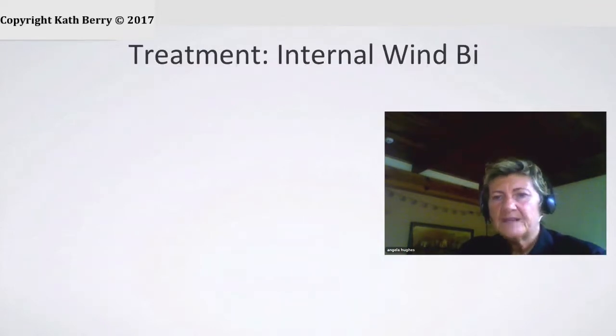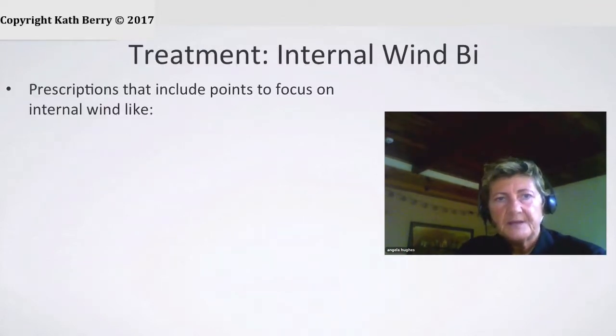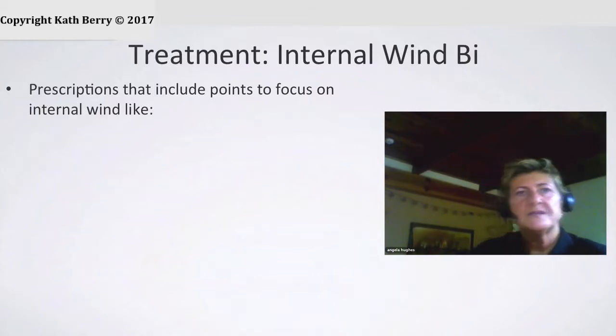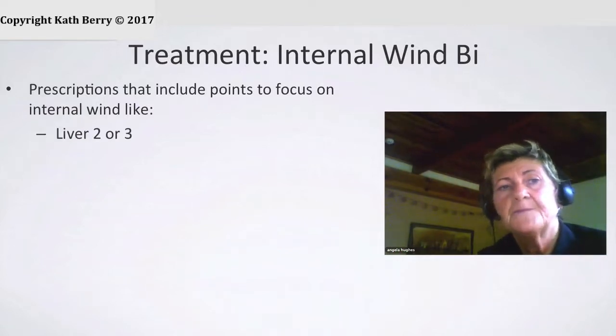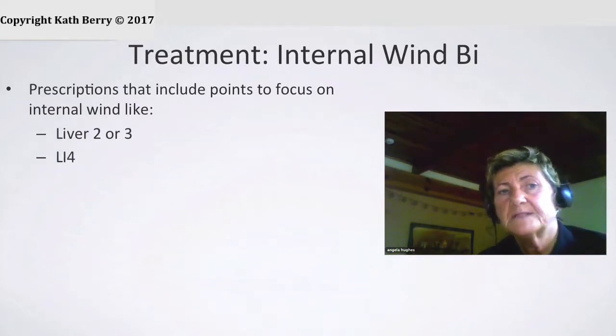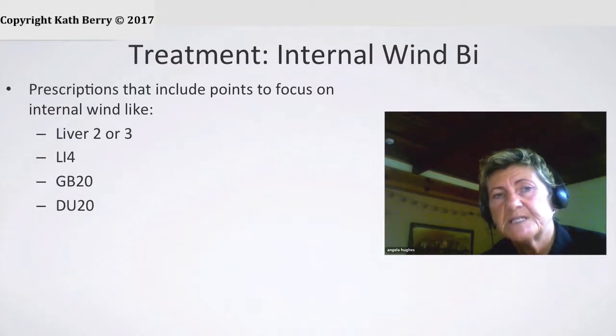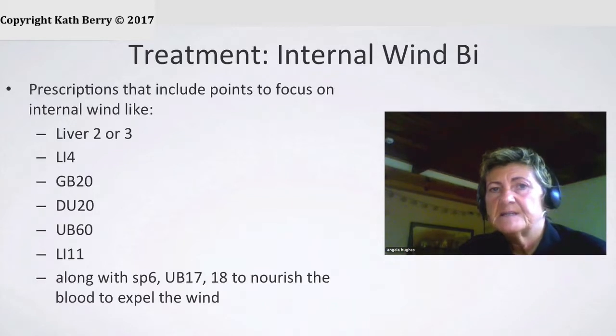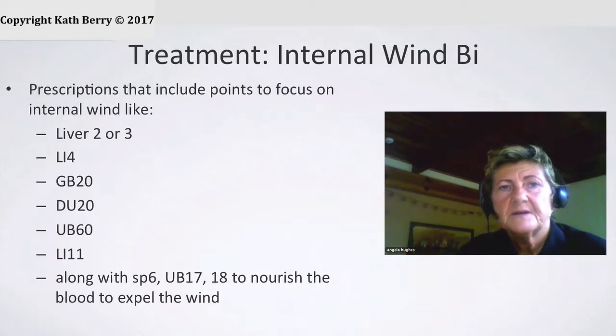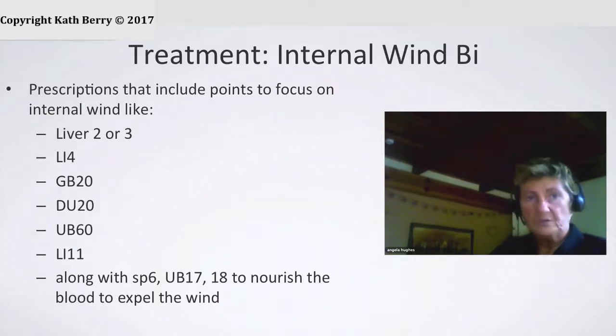So if you have internal wind and any kind of pain due to internal wind, then the prescriptions include points to focus on: liver 2 to liver 3, large intestine 4, gallbladder 20, DU 20, UB 60, LI 11, spleen 6, UB 18, spleen 4, UB 17 to nourish the blood, especially the liver blood, and to help expel the wind. So let's move on to cold.